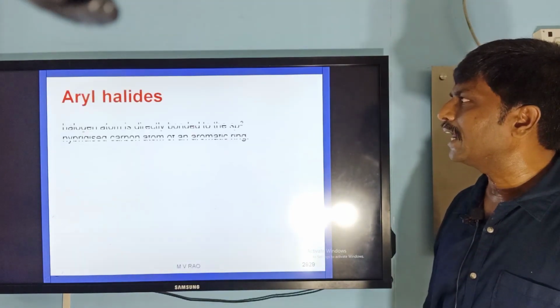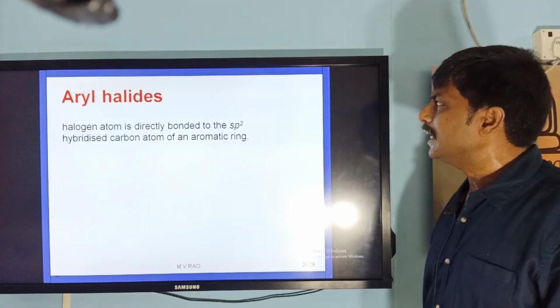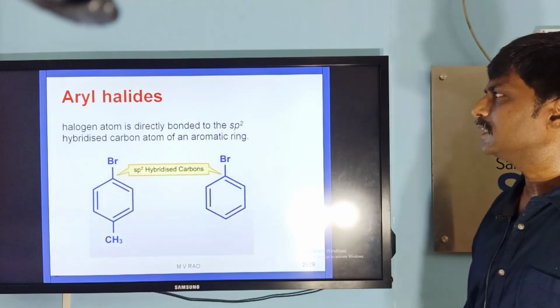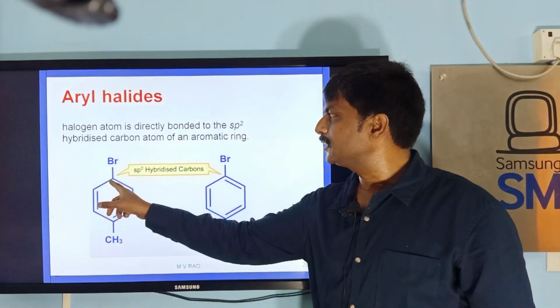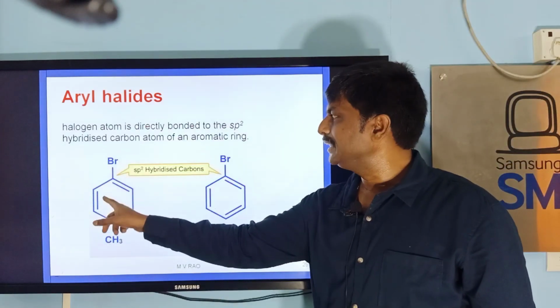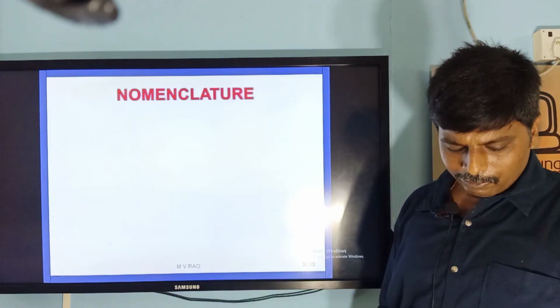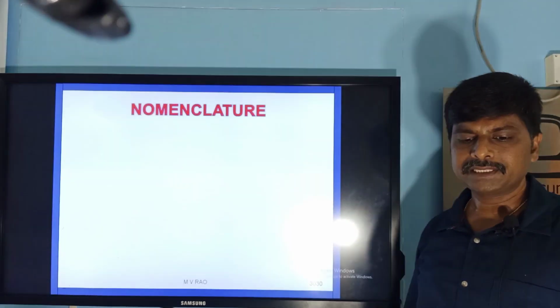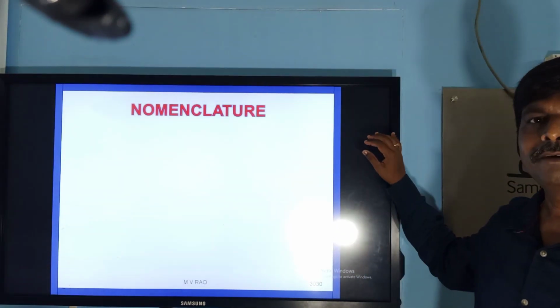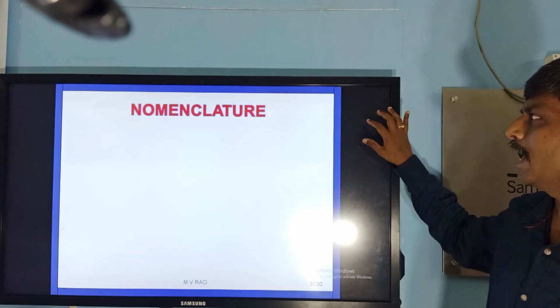Now aryl halides: the halogen atom is directly bonded to an sp2 hybridized carbon of the ring. Here bromine is attached directly to the ring. Bromobenzene, so sp2 carbon. Now we will see nomenclature of haloalkanes and haloarenes.